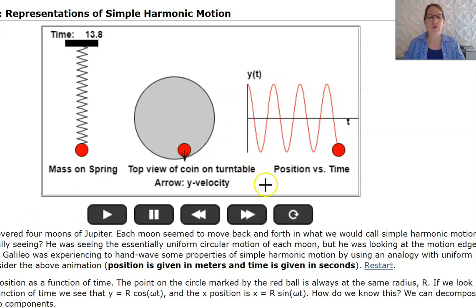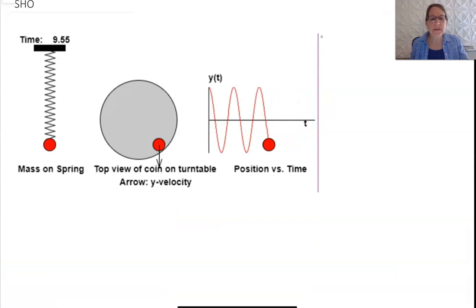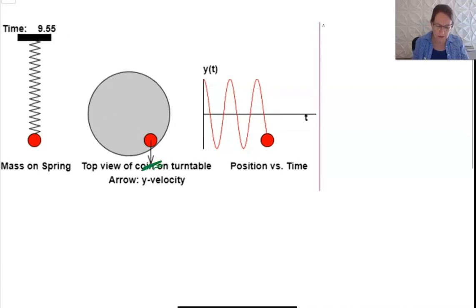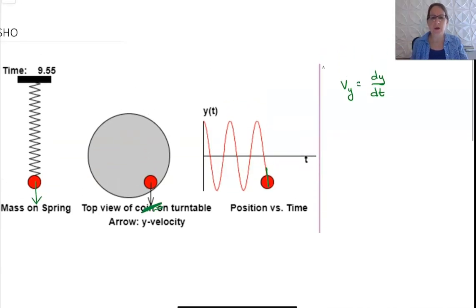The arrow is also showing you the velocity versus time. So in this case, the arrow for this simulation is showing you the y velocity only, not the angular velocity or anything like that. So this y velocity that you see down here, this arrow, is the direction this is going. You could get it actually as a slope of this graph, right? Because velocity in the y direction is dy dt. And that's going to let us get to energy as we go along. Sorry, Vy equals dy dt.